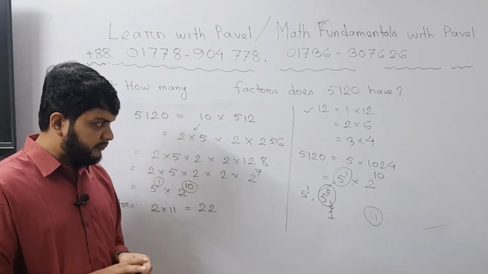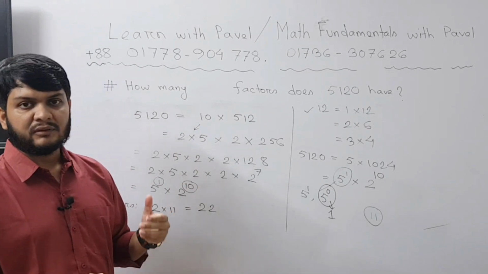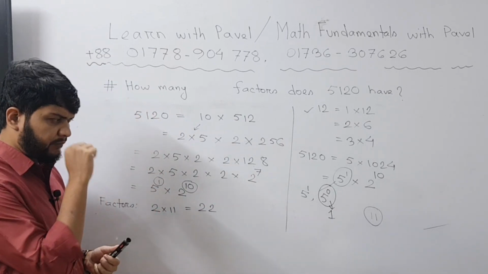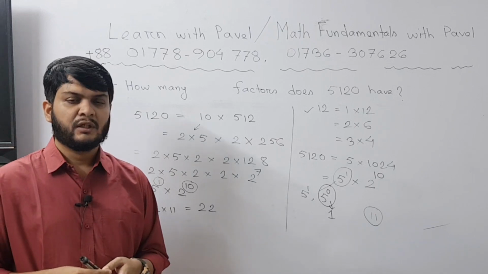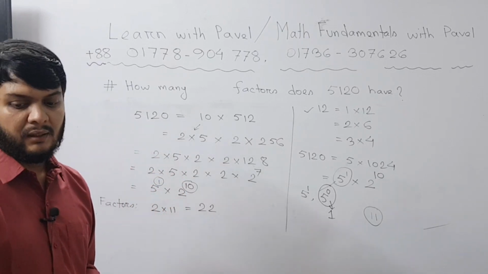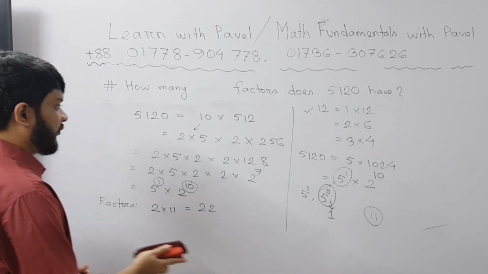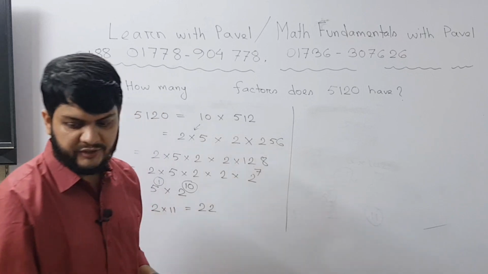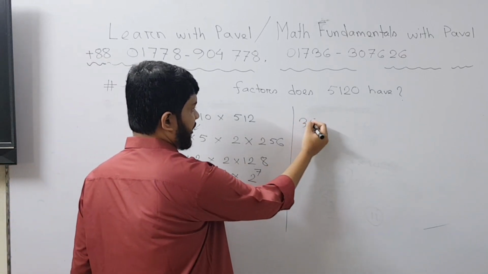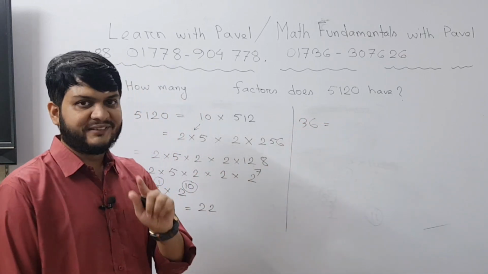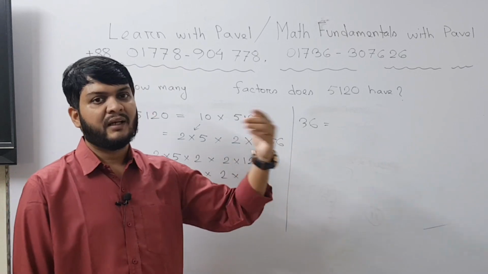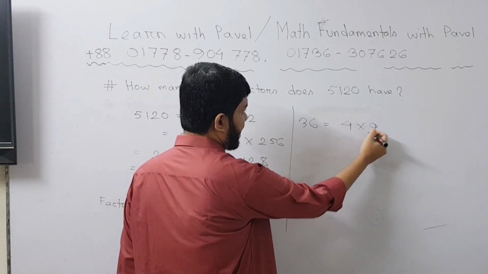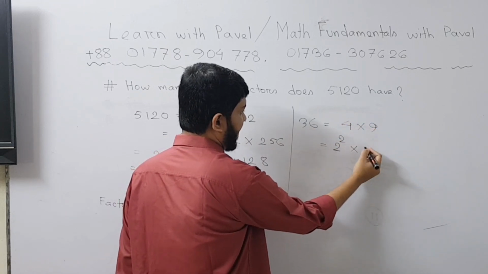I hope you understood this one. We can solve another problem. Let me show you. Suppose we have a smaller number, 36. So you start solving the number. I will be solving along with you. The number I gave you is 36. Okay, so you break down 36. You pause the video here and try to solve it yourself, and then you match it with mine. So if you break down 36, we can write 4 times 9. You can write 4 as 2 squared and 9 as 3 squared.